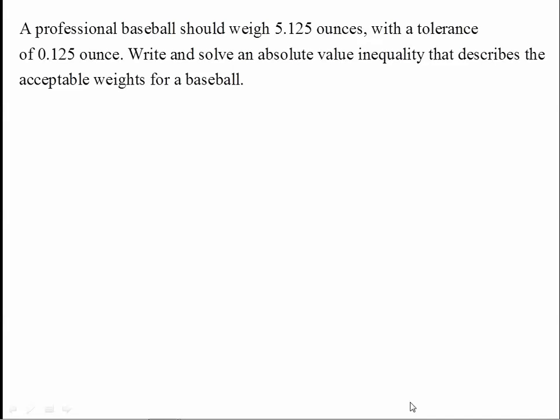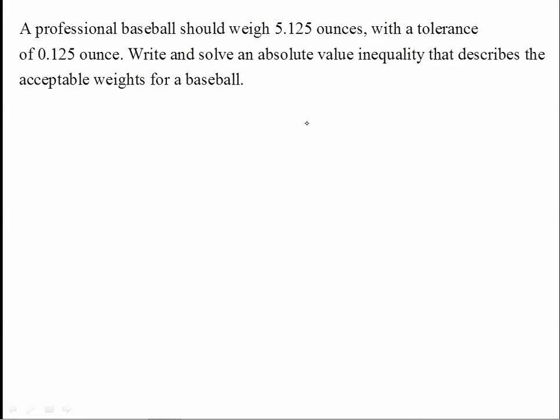A professional baseball should weigh 5.125 ounces. This is the ideal weight that all baseballs would weigh, with a tolerance of 0.125 of an ounce, or an eighth of an ounce. This is the amount of error that would be okay for the baseball to have, and they could still use it in a game. Write and solve an absolute value inequality.